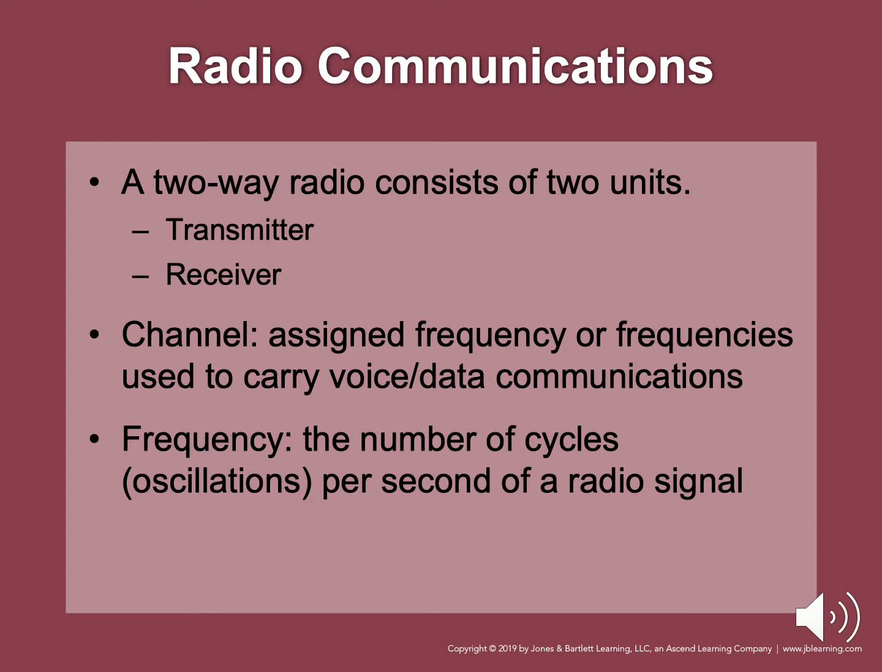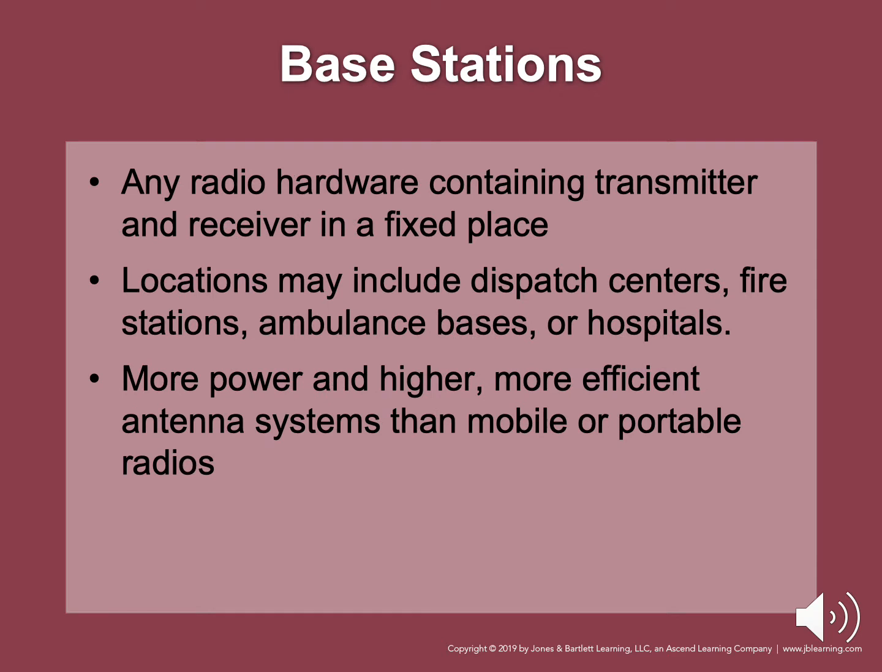A base station is any radio hardware containing a transmitter and receiver in a fixed place, and it's got to be fixed. Locations may include dispatch centers, fire stations, ambulance bases, or hospitals. It has more power and a higher, more efficient antenna system than mobile or portable radios. Mobile and portable radios are mounted inside of a vehicle, used to communicate with the dispatcher and other public safety agencies or medical control. They operate at lower power than a base station and are assigned to a specific frequency.